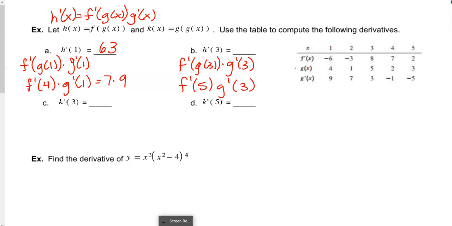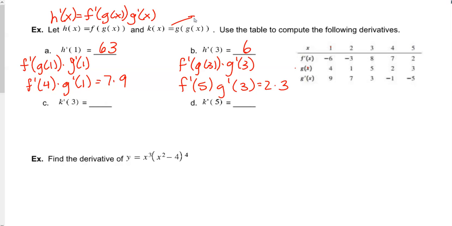And when I do that, going over here, f prime of 5 is 2. That I have to now times with g prime of 3. g prime of 3 is 3. Therefore, 2 times 3 does give me a final answer of 6. So again, not terribly hard to do any multiplying, but you just have to know which numbers to get that multiplying done. All right, let's look at C and D.